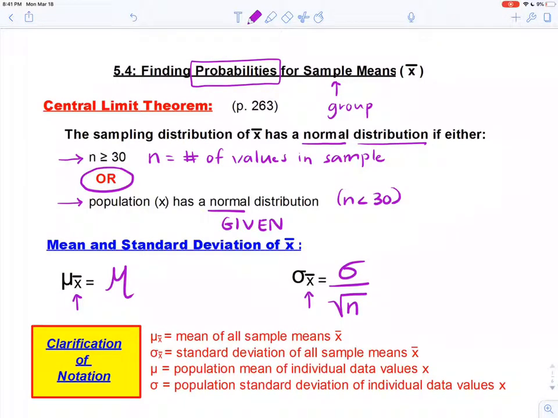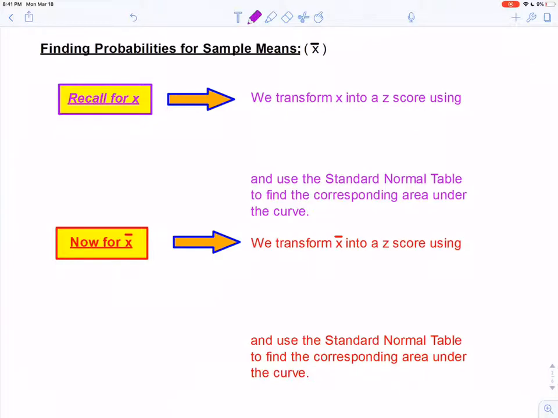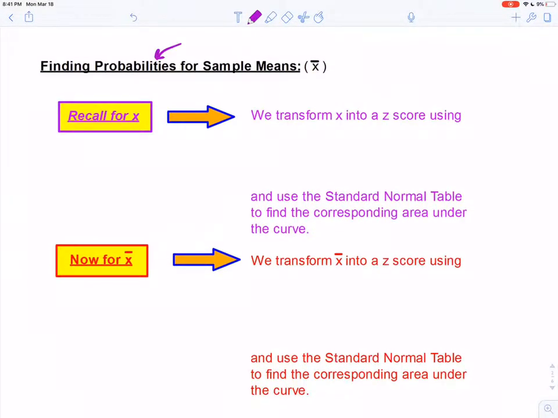So what this is going to do for me is give me the information that I need to calculate probabilities, which you should remember that probability is just finding the area under the curve for sample mean values. So let's take a minute first here. Let's go back and review.